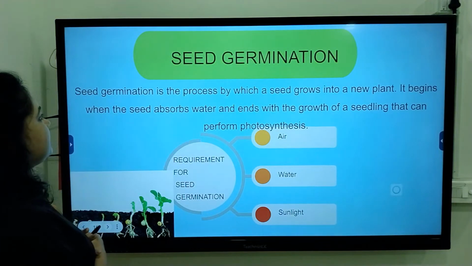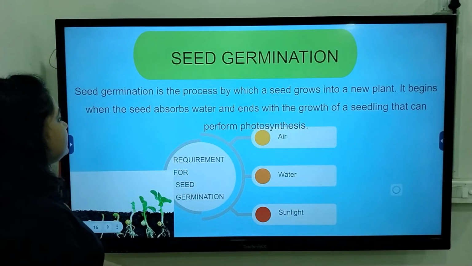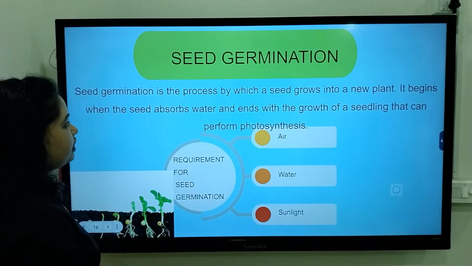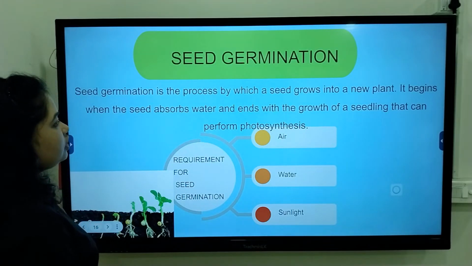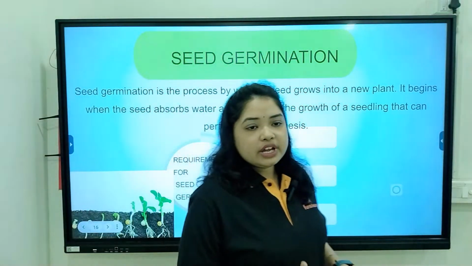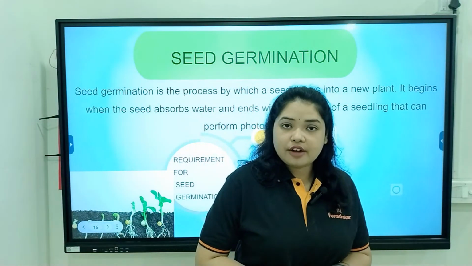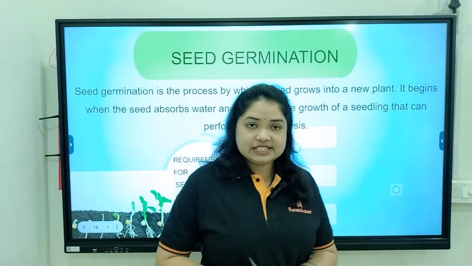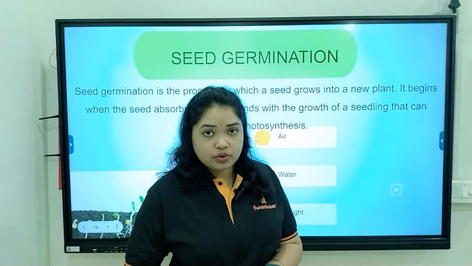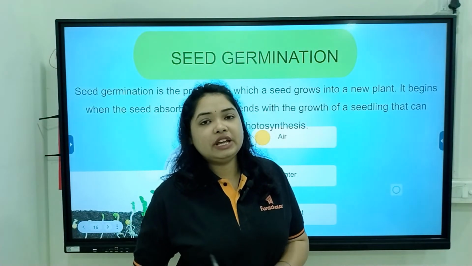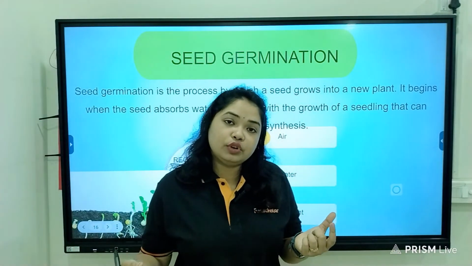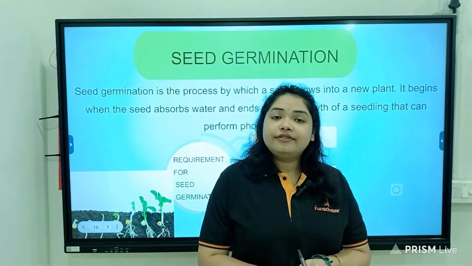Now coming to seed germination. What is seed germination? Seed germination is the process by which a seed will grow into a new plant. And how does it germinate? When a seed is formed after the fertilization process in the flower, it contains the embryo. That means the male gamete, the pollen, and the female gamete, the ovule, will fuse in the flower.